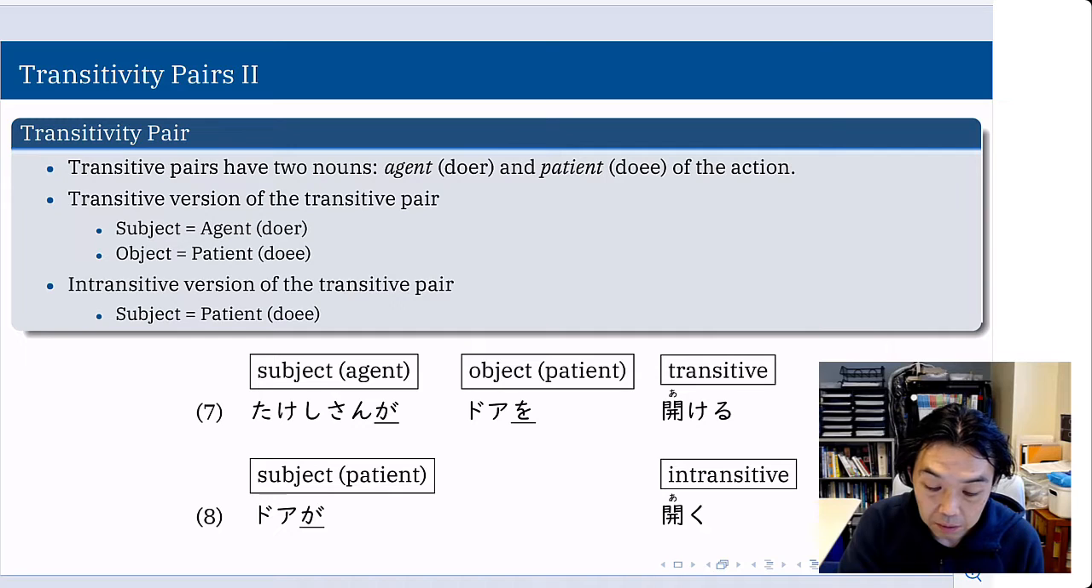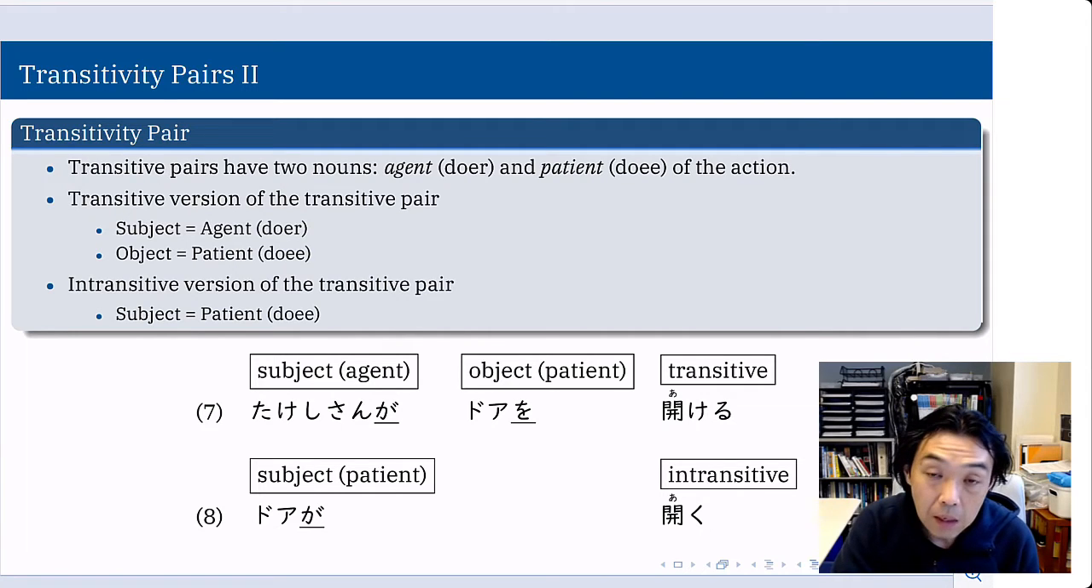As you know, in Japanese, we have particle case markers: ga indicates the subject, o indicates the object. So Takeshi-san ga doa o akeru. This is a transitive sentence. You have both agent and patient. Doa ga aku. This is an intransitive sentence. You have a patient as subject.